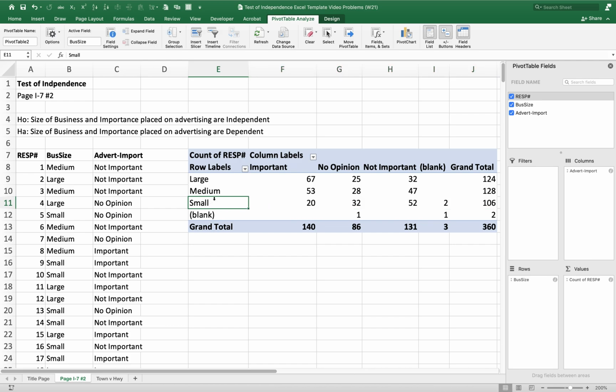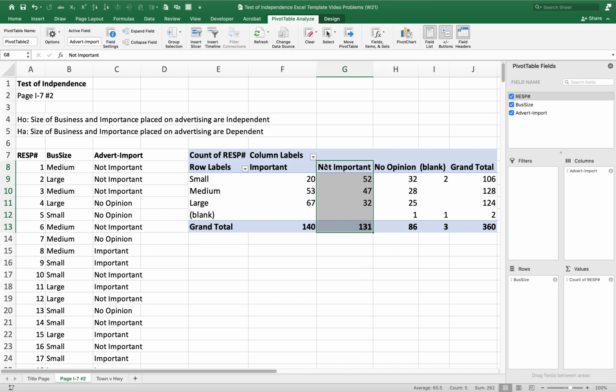And then I move my cursor up to the very top until it turns into a hand. And then I click and I drag it up like that. And I can do the same then. I can either move medium up or I can move large down. But now I've got small, medium, and large. And then I've got important. I think I had not important next. So I click on not important and grab it by the hand and just move it over here. So I've got important, not important, no opinion.